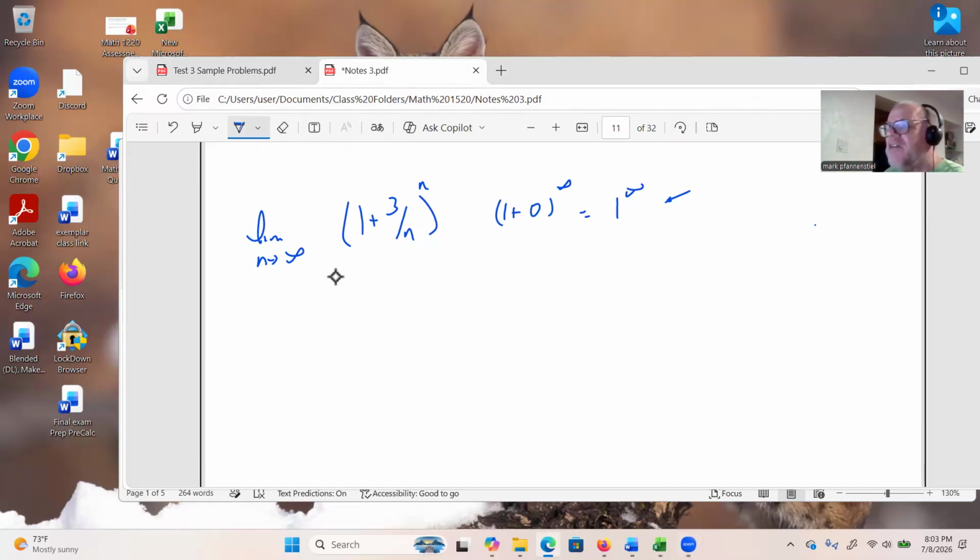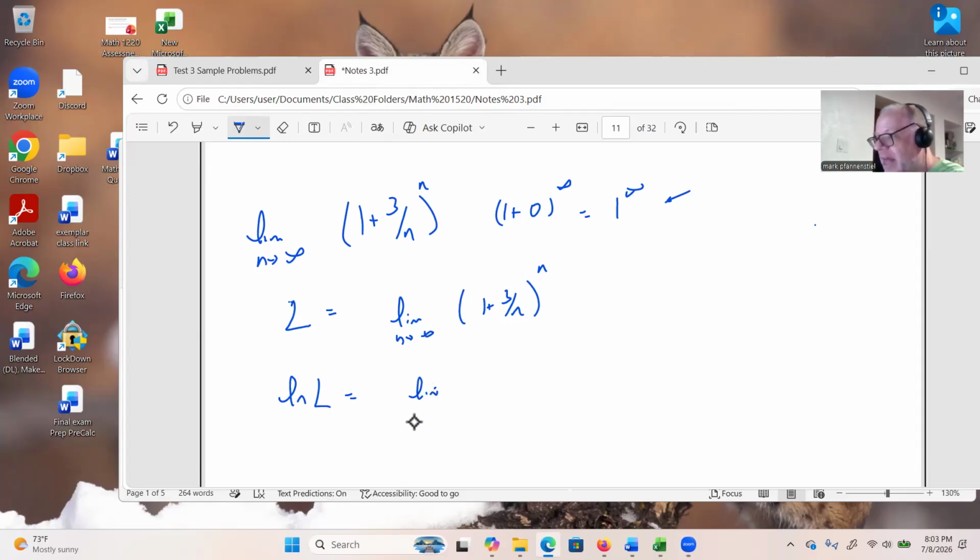Go figure. So what we're going to do is say the limit is equal to L. So we have L equals the limit as n goes off to infinity of (1 plus 3 over n) raised to the nth power. Now, since we have something raised to an exponent here, the first thing I'm going to do is take the natural log of both sides. So I'm going to say the natural log of L is equal to the natural log of all of this.